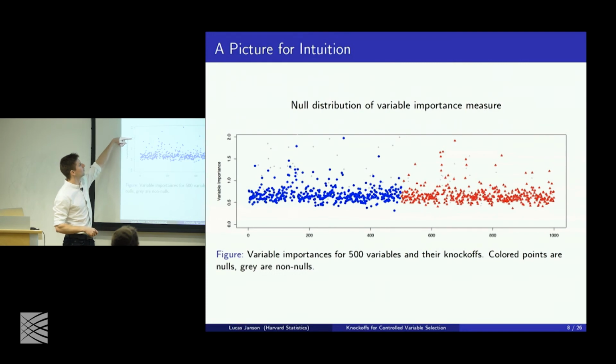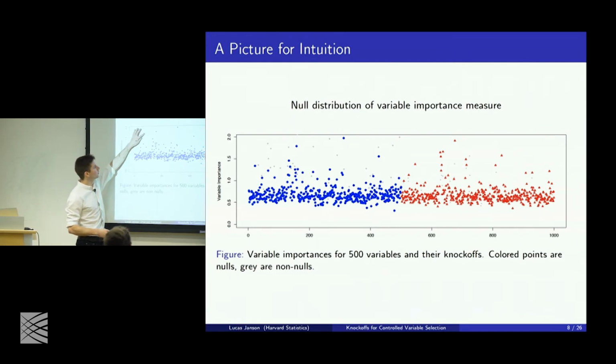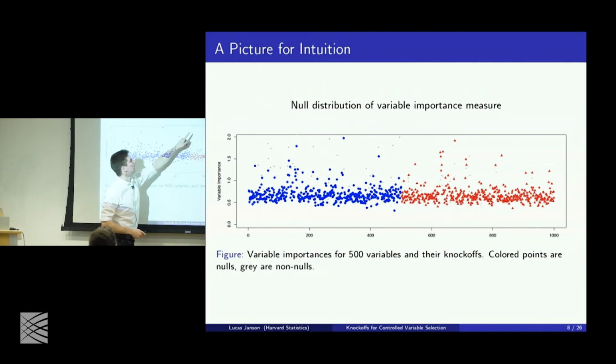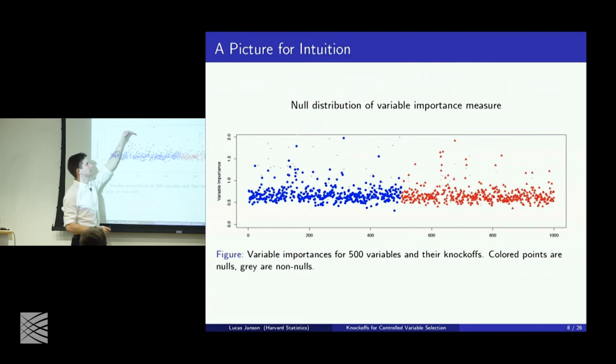And we can see that if I cut off at maybe 1.7 or so, if people can see the gray points, we get like 1, 2, 3, 4, 5, 6, 7, 8 true discoveries and 2 false discoveries.